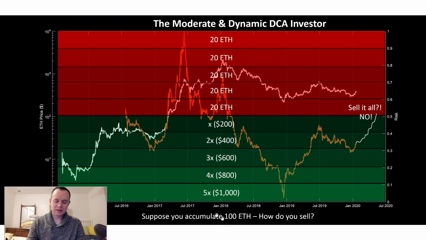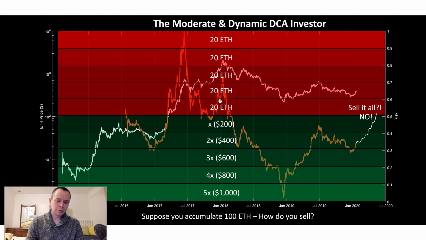But one thing you could do is, let's suppose you've accumulated 100 Ethereum during these couple of years. You could sell 20 when the risk is in this region, 20 here, 20 here, 20 here, and 20 here. And let's suppose that we don't make it up to a risk between 0.9 and 1, then you would have sold 20 between 0.5 and 0.6, 20 between 0.6 and 0.7, 20 between 0.7 and 0.8. And then you could have sold back on the way down. So this is one way to do it.